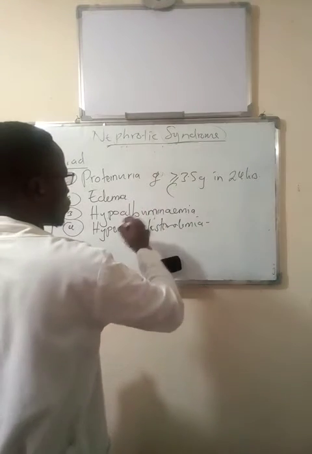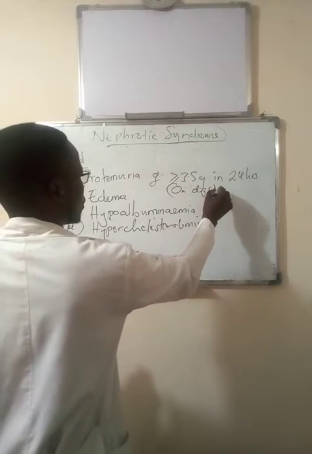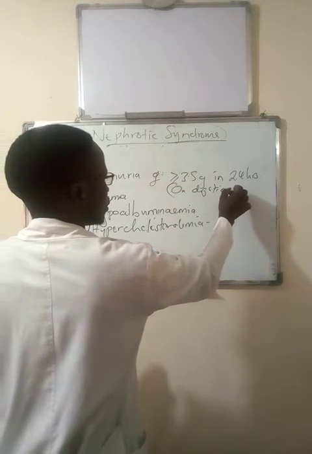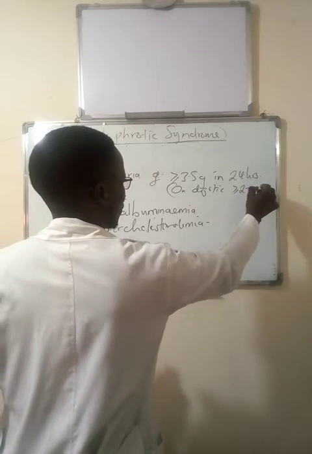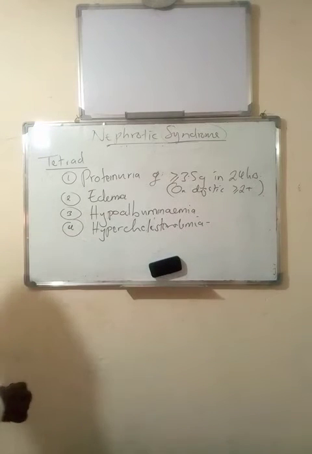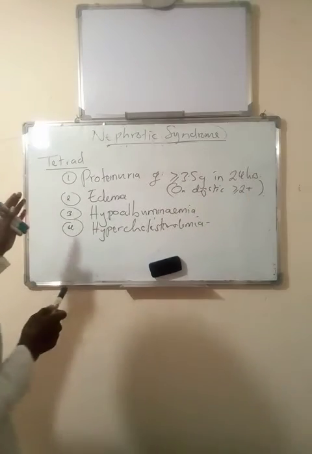Under this, we can also say that on dipstick it is at least 2 plus, because on dipstick you don't get the quantitative measurement of the proteinuria, you just get an approximate. So that is nephrotic syndrome.